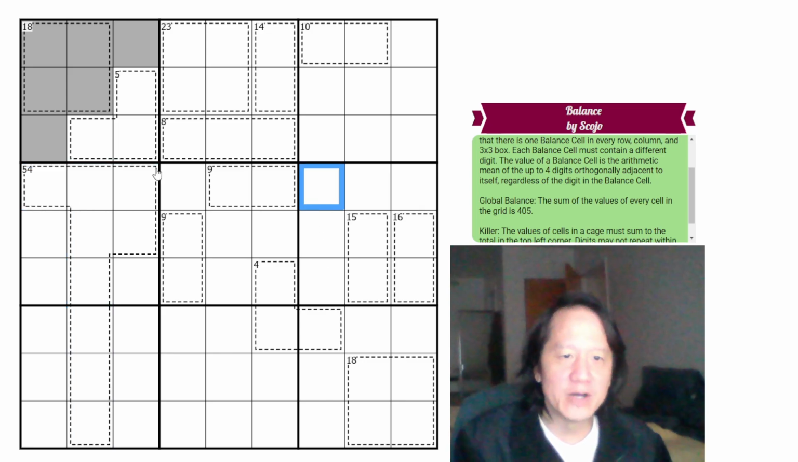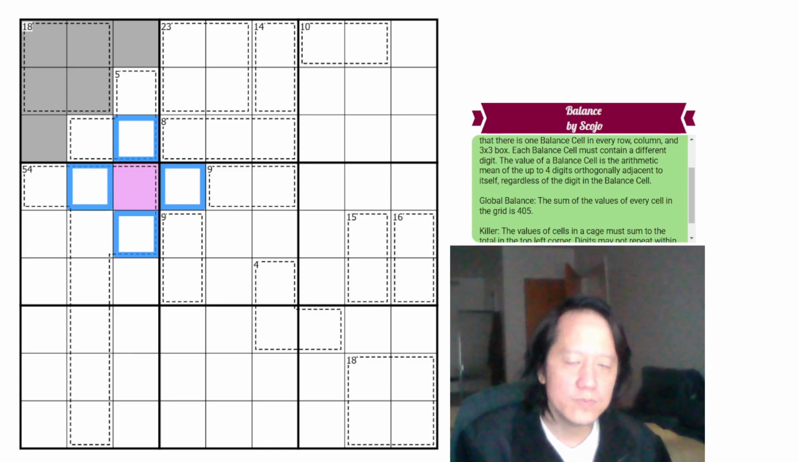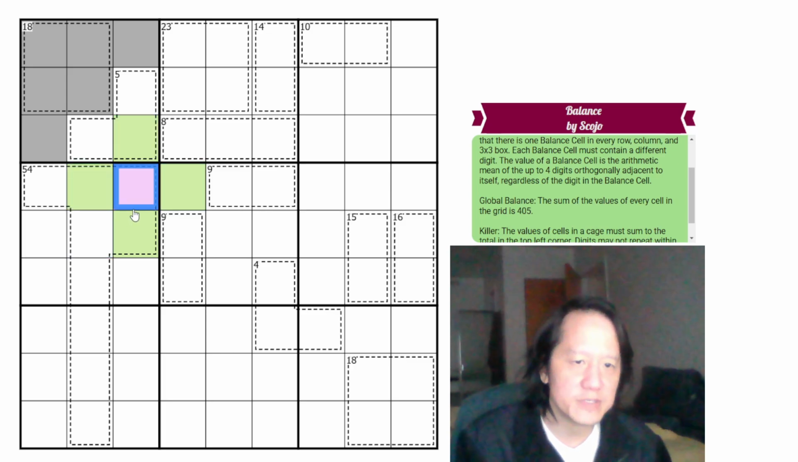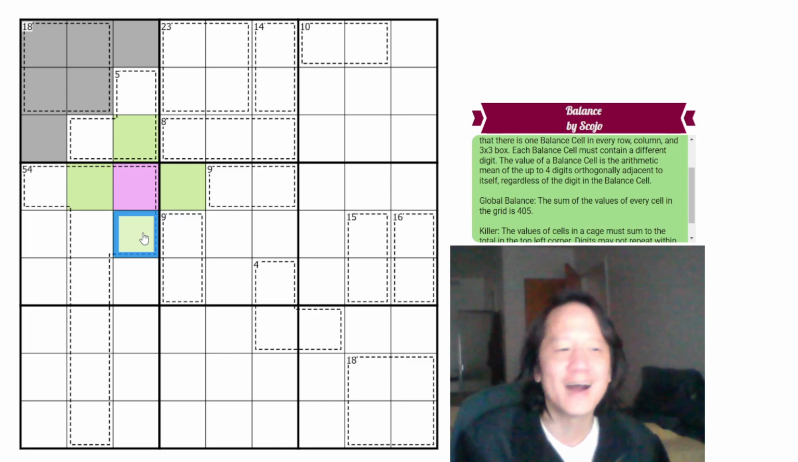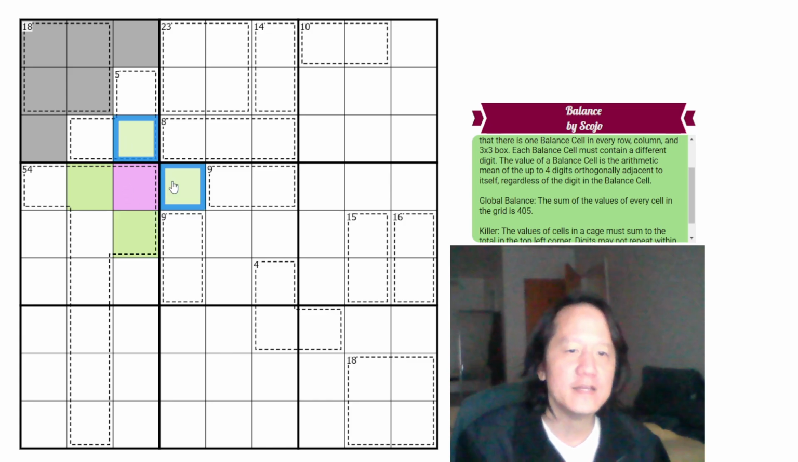Let's say you had a balanced cell here, right? If you had a balanced cell here, the ones surrounding it could be 9 plus 8 plus 9 plus 8. Well, actually, the highest value would be 9 and 8, 9 and 8. And so therefore that would be 17 times 2, which is 34, divided by 4. So the value would be 8.5. The highest balanced value you can get is 8.5.